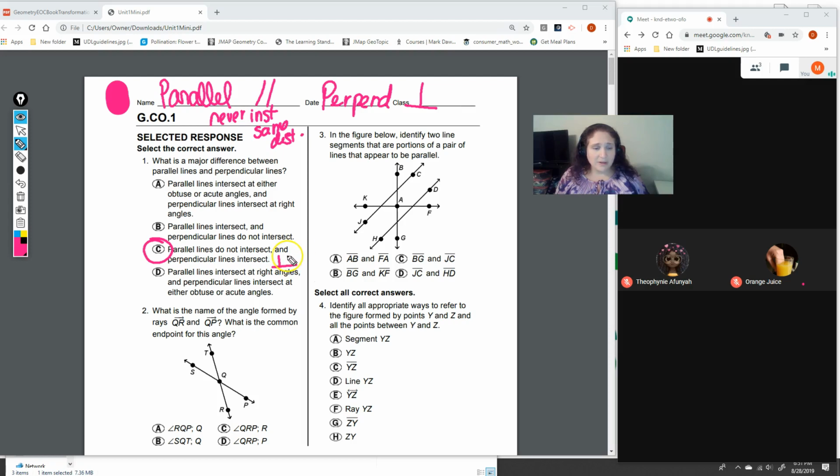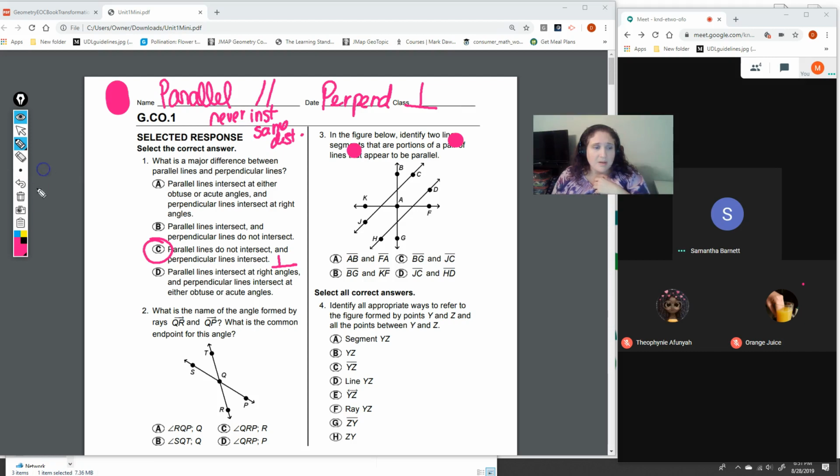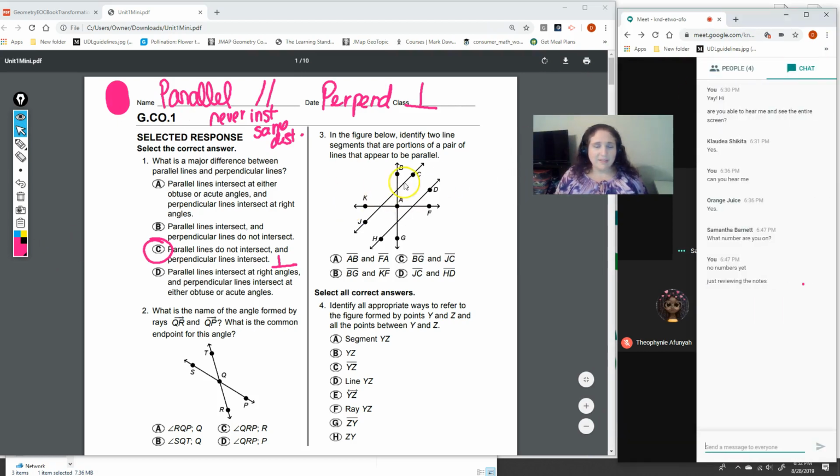Looking at this next one, you won't necessarily need this bottom one yet for your test, so we're going to skip it. Here where it talks about parallel, identify two line segments that appear to be parallel. Again, just extend the line, where is it going to be for us to see anything? If we extend the line, we know that AB is right here and FA is here. Well, they clearly intersect, so that's not parallel.